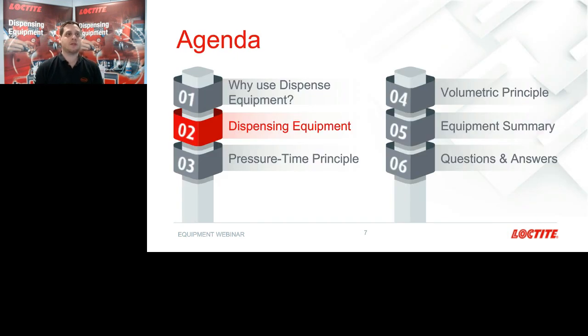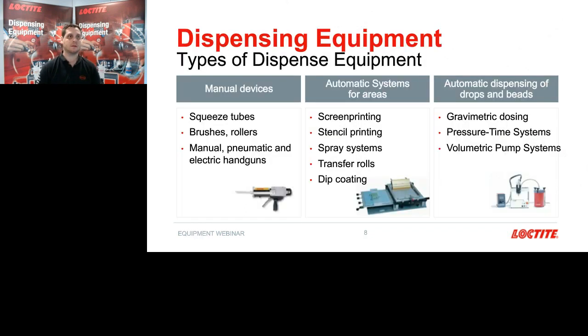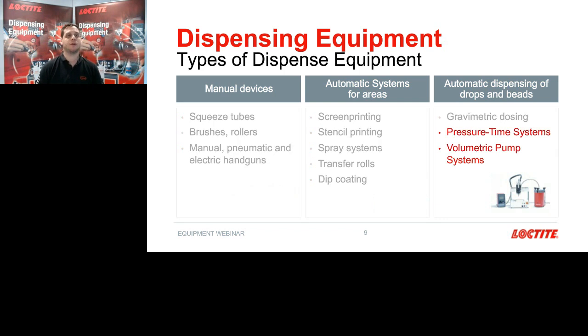So we're now going to briefly touch on different types of dispensing equipment. The first type could be manual devices, such as a manual or pneumatic handgun. The second one could be for large areas, such as screen printing. And then finally, automatic dispensing of drops and beads. It is here where we're going to focus our time today, specifically on the pressure time systems and the volumetric pump systems.